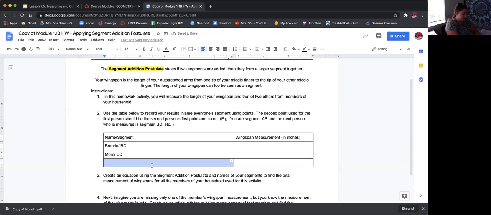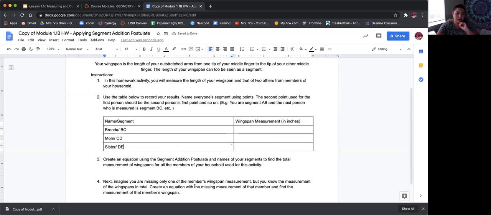Now I'm gonna go ahead and see, I use my sister. And sister is going to be the last point of mom, which is D, and then the next point, which is E. And this is just an example. So we're gonna use 3 people here.